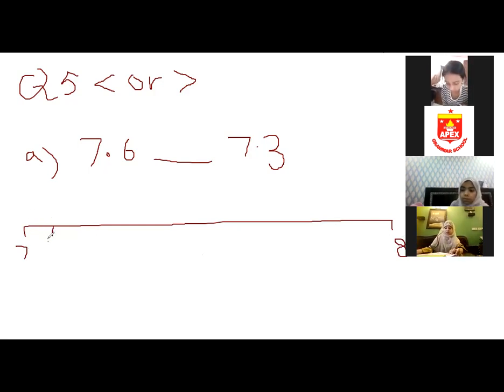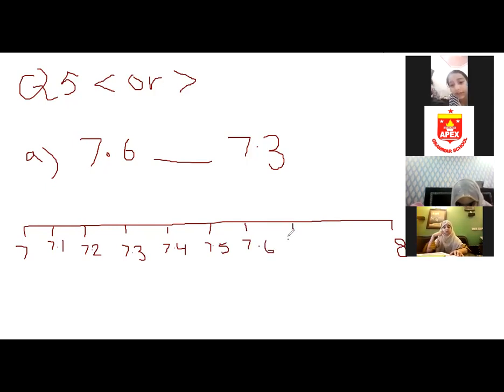The first one is 7.1, then 7.2, 7.3, 7.4, 7.5, 7.6, 7.7, 7.8, and the next one is 7.9, and in the last it becomes 8.